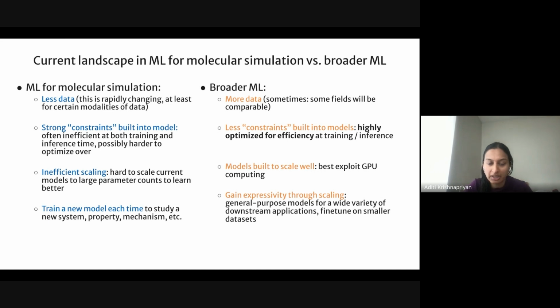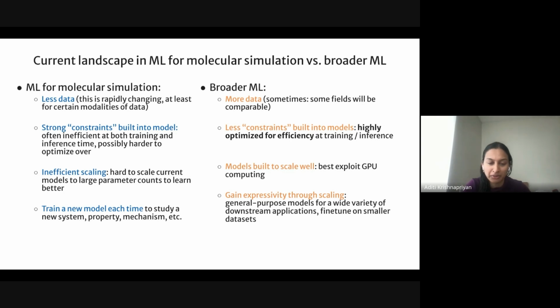The other thing we've also seen is that in the ML for molecular space, we've been building really strong constraints into these models, like putting these really handcrafted constraints and building them in. And this is often quite inefficient at both training and inference time, but it might also be pretty hard to optimize over. So there's a lot of empirical insight in ML right now. And I think that's a common trend that is also held in many other fields of ML. Whereas in broader ML, the focus has been on putting fewer constraints and building those into the model, but rather highly optimizing for efficiency at training and inference and learning through efficiency.